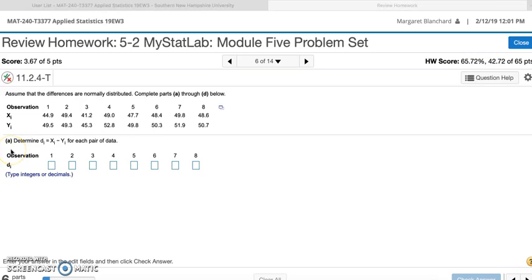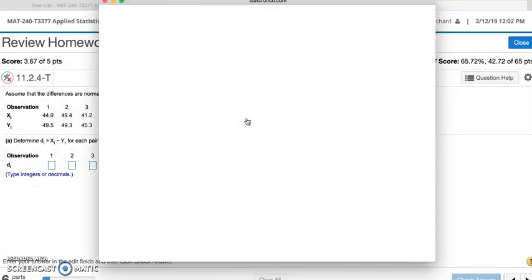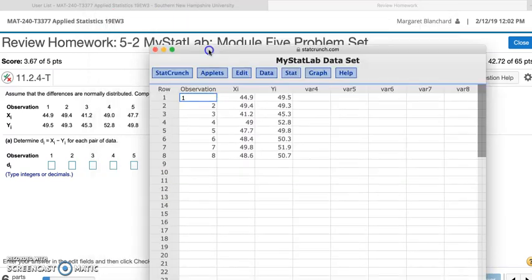Part A, determine di equal to xi minus yi. So basically we're looking for the difference between our X variable and our Y variable. And it says for each pair of data. That's our hint that this is matched pairs data. So in this one, we have our observations 1 through 8 and then the differences. So let's go ahead and do that in StatCrunch so we don't have to manually calculate each difference.